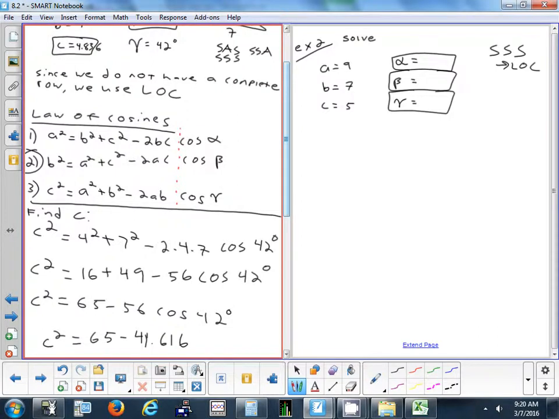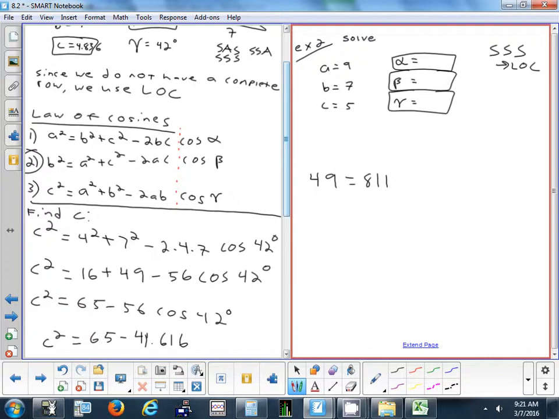And as I go, I'm gonna square some things. All right, so what's b squared? 49. A squared? 81. C squared? 25. Minus 2ac. Let's do it in this order. What's 2 times c? 10. Times 9? 90. 90 cosine beta.